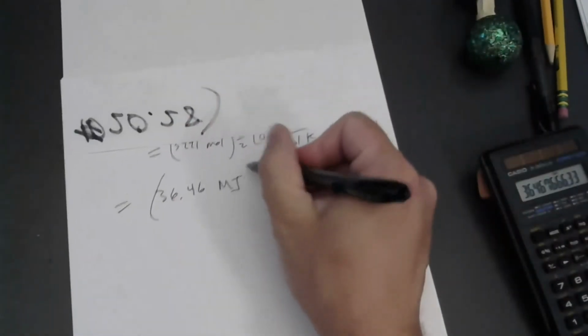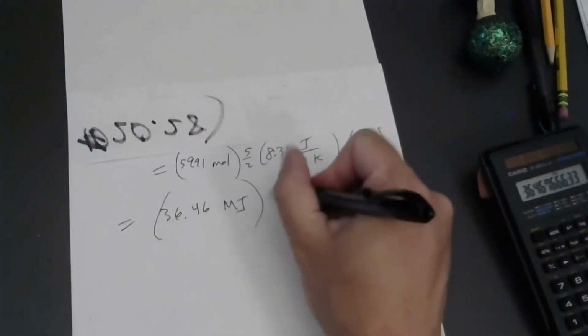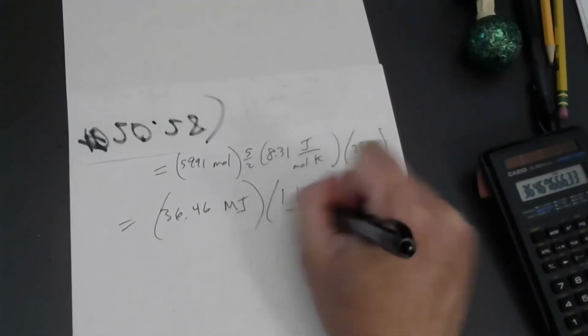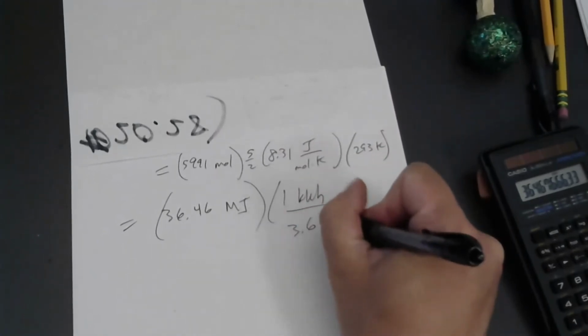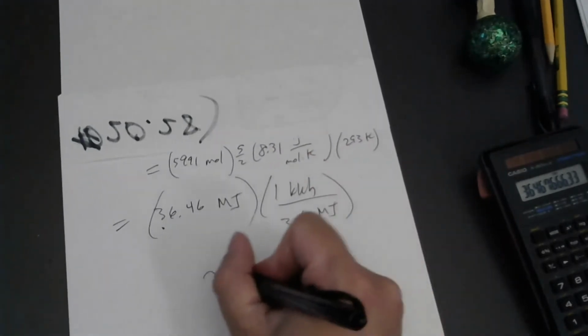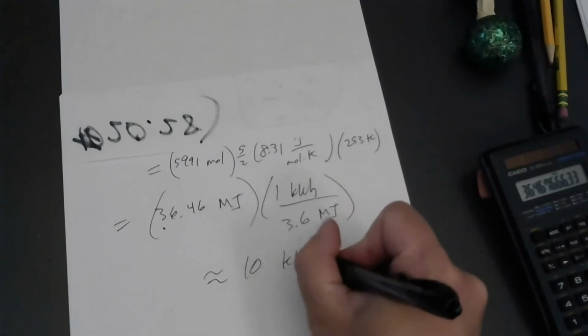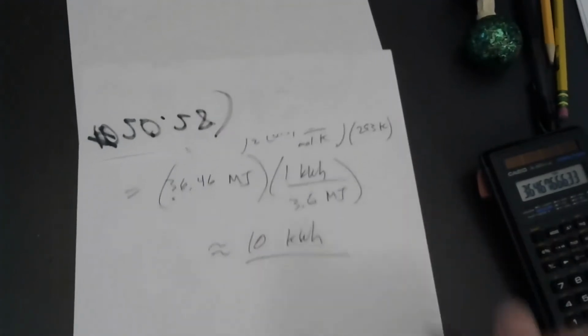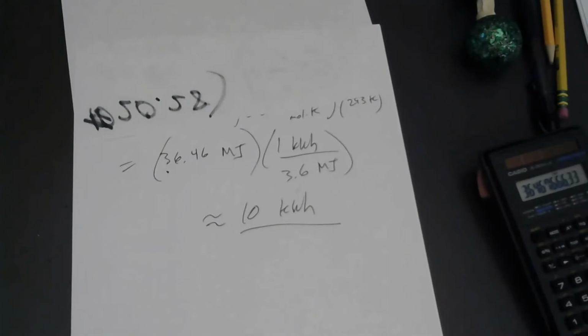So 36.46, excuse me, times 1 kilowatt hour for every 3.6 megajoules. Well, 36 over 3.6, this is roughly 10 kilowatt hours. And that's an interesting number because I happen to know that that's roughly how much energy is used on a daily basis by a small household. So a household of 1 or 2 people with a couple appliances, especially during the winter when they're not using their air conditioner, they go through about 10 or 15 kilowatt hours per day.